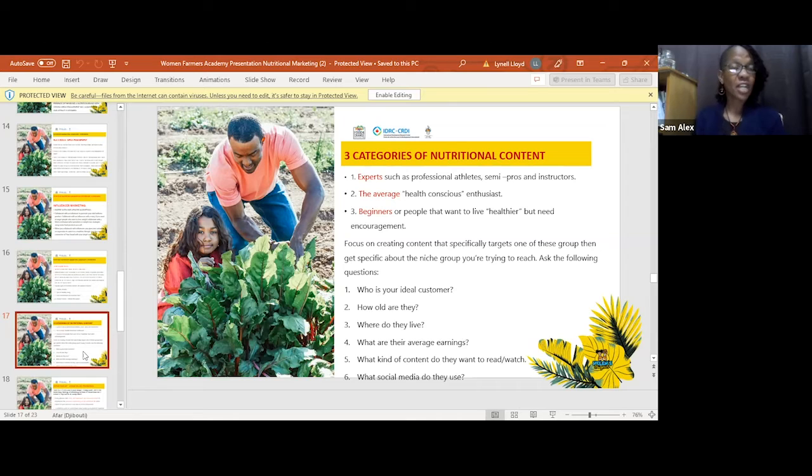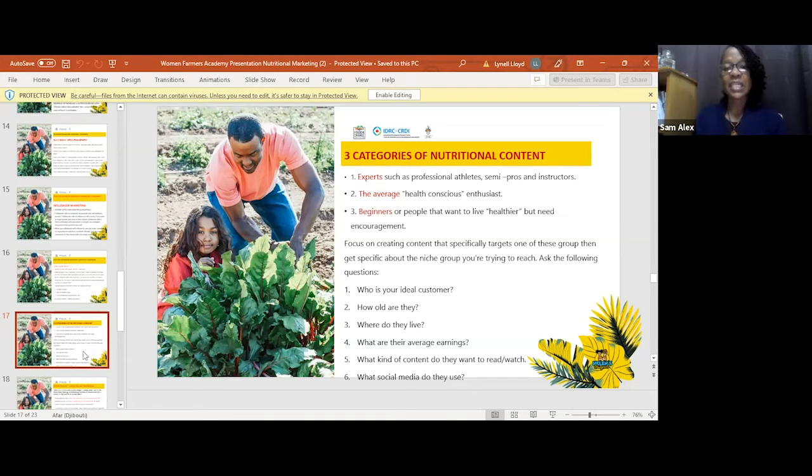Then you have the average health conscious enthusiast, which is just a regular person who may have been motivated because they're just very informed, maybe educated or just knowledgeable, and they want to ensure that they're eating healthy, or maybe they had an illness, a condition, and they got better through healthy eating, so they want to persist in that lifestyle. So you have the health conscious person, and this is the person who would be on the internet looking for information, reading the studies, very enthusiastic about healthy living.